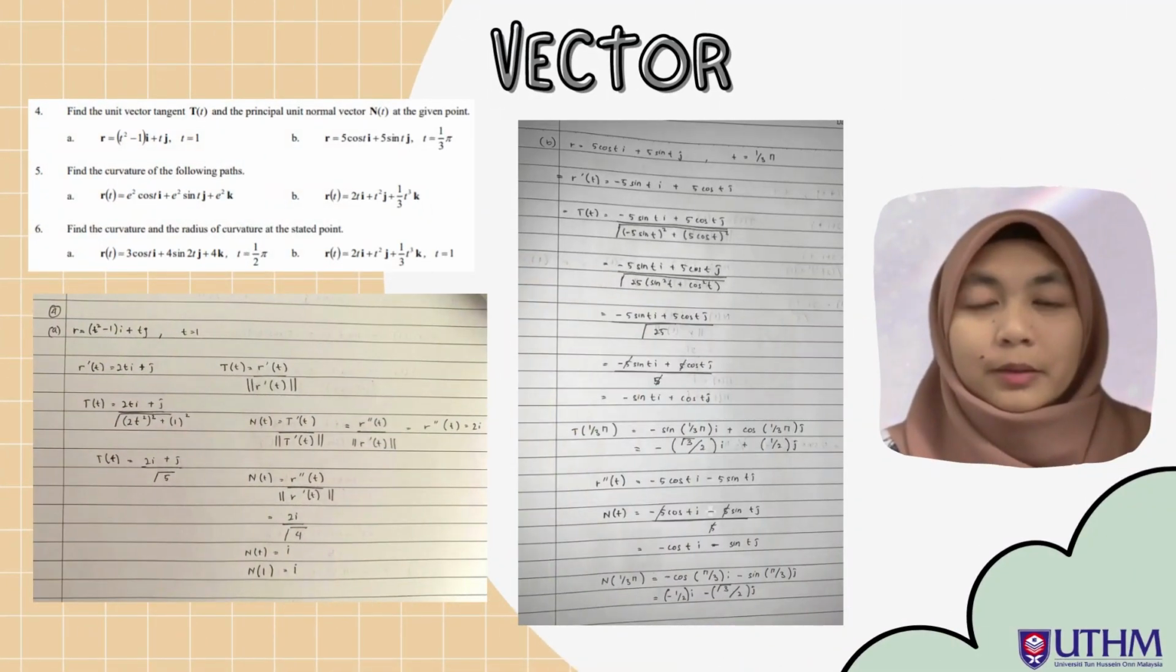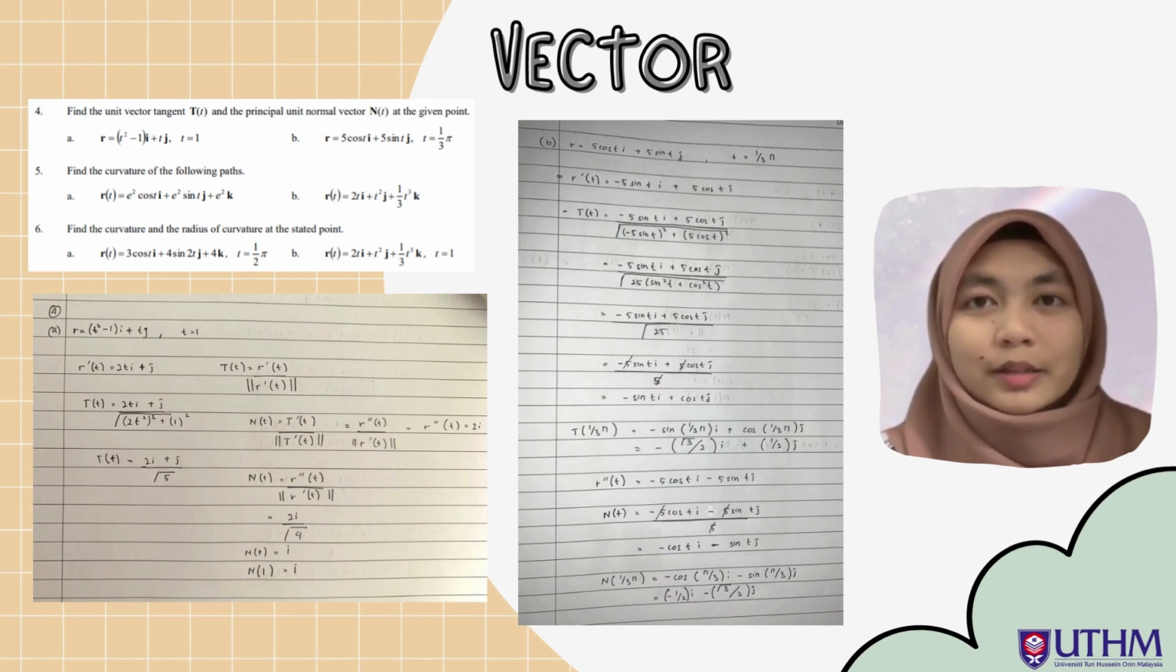Number 4a, we differentiate r and we get 2ti plus j. We get T prime t equals 2ti plus j divided by square root of (2t)^2 plus 1^2. Then we substitute t equals 1, which gives 2i plus j over square root 5.